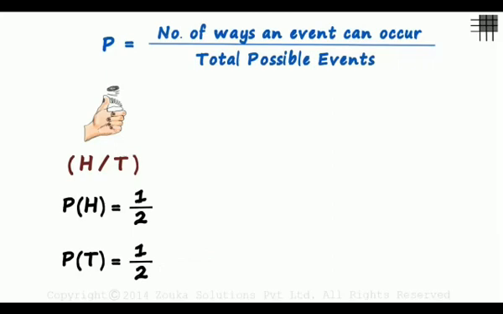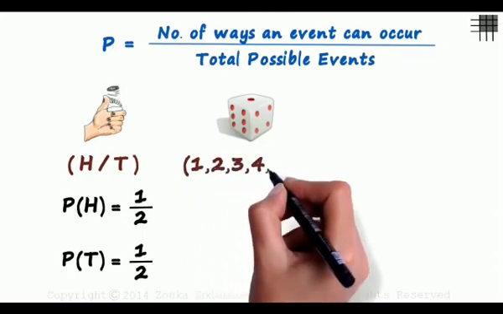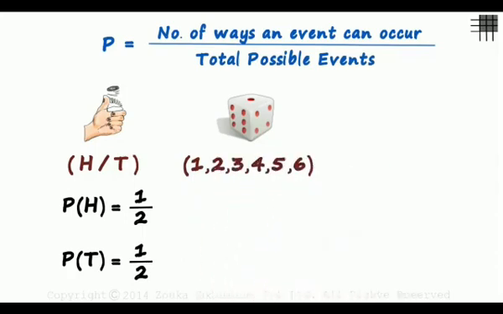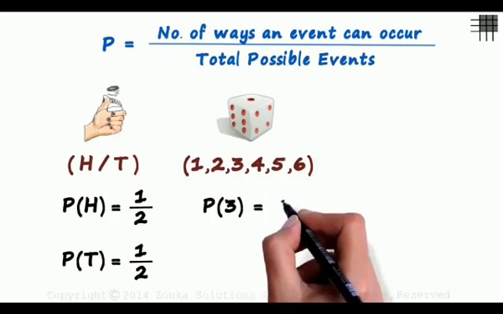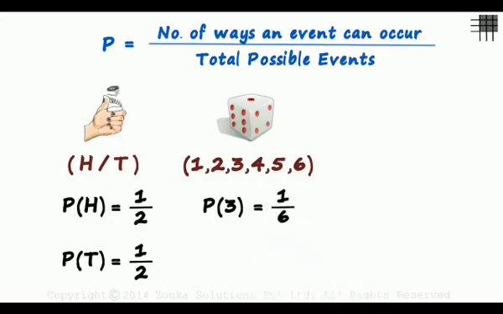Now let's look at the case of a fair die. If we roll a fair die, it will land one of these 6 numbers. What is the probability that the die will land a 3? This one's easy. There's only one way in which we can get a 3, and there are a total of 6 possibilities. The probability of getting a 3 at the roll of a die is 1 over 6. It's slightly on the lower side.